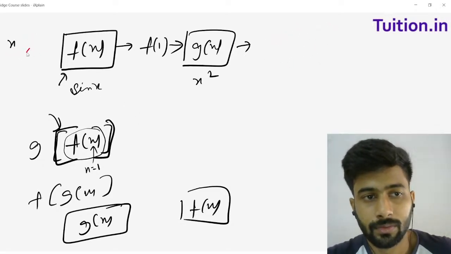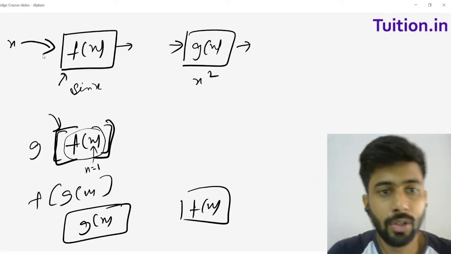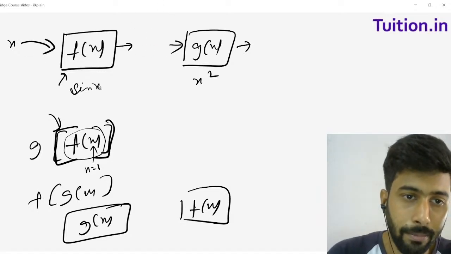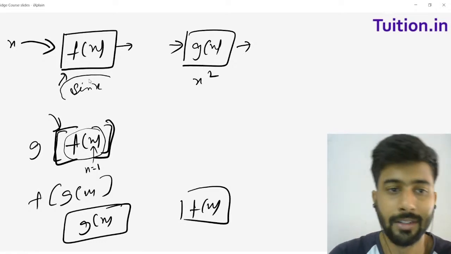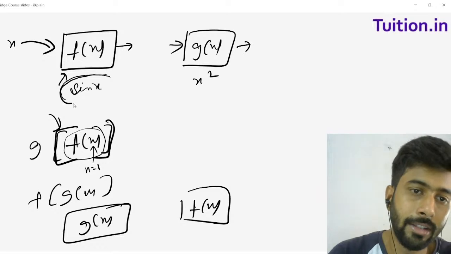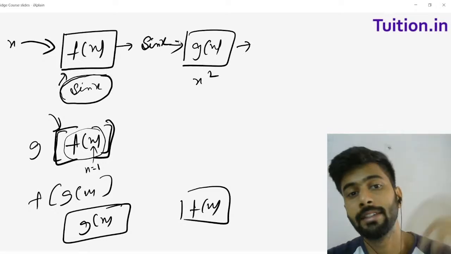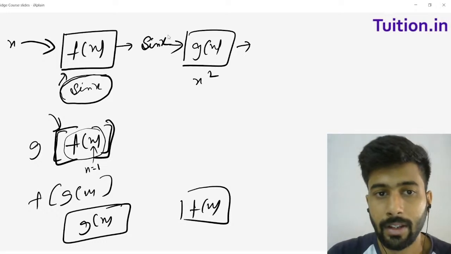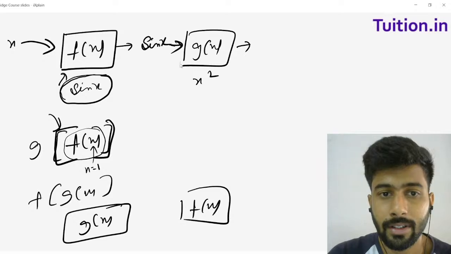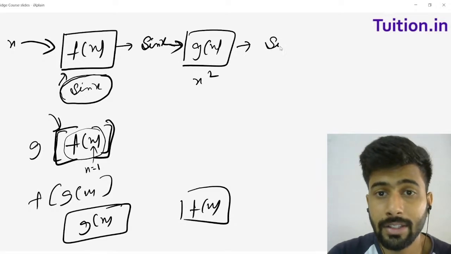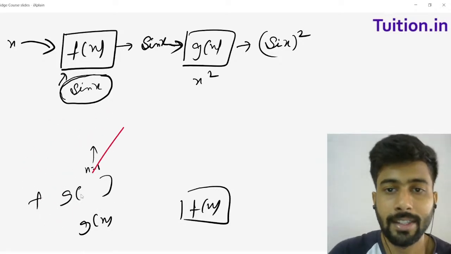So if you are giving x as input to f of x, because f of x is sine x, yes, Tejashree, you're right, sine square x is the answer. So if you're giving x as input to f of x, sine x is coming out as the output. If you are giving sine x as input to g of x, then sine square x will come as the output. And why so? Why is this happening?